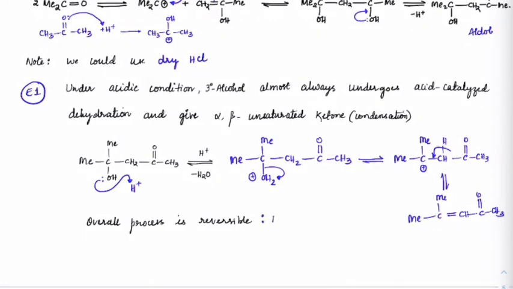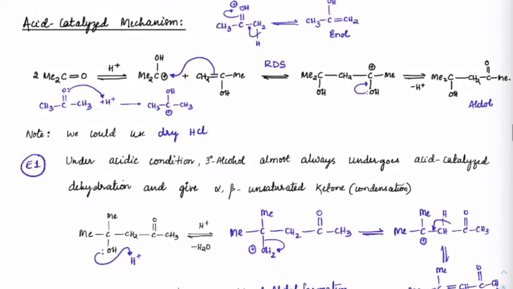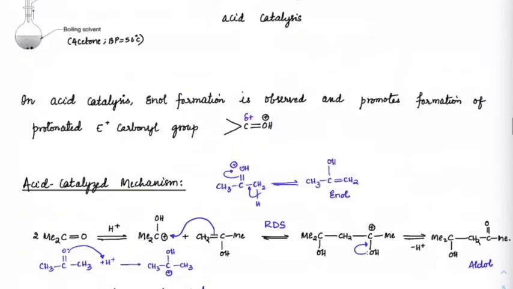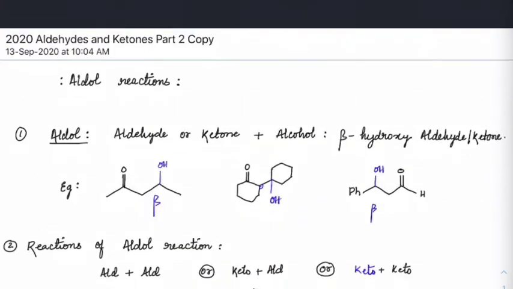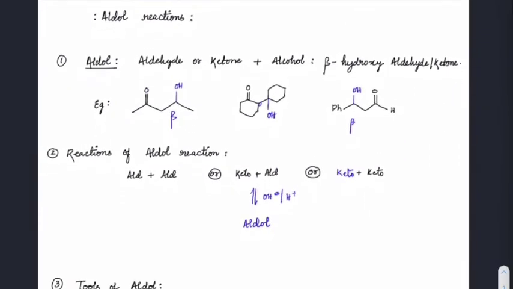So what are the formations we have seen? One is aldol formation, plus dehydration. So this is what happens in acid catalysis. I guess all of you understood this. Now you can start writing. Please start writing from here.